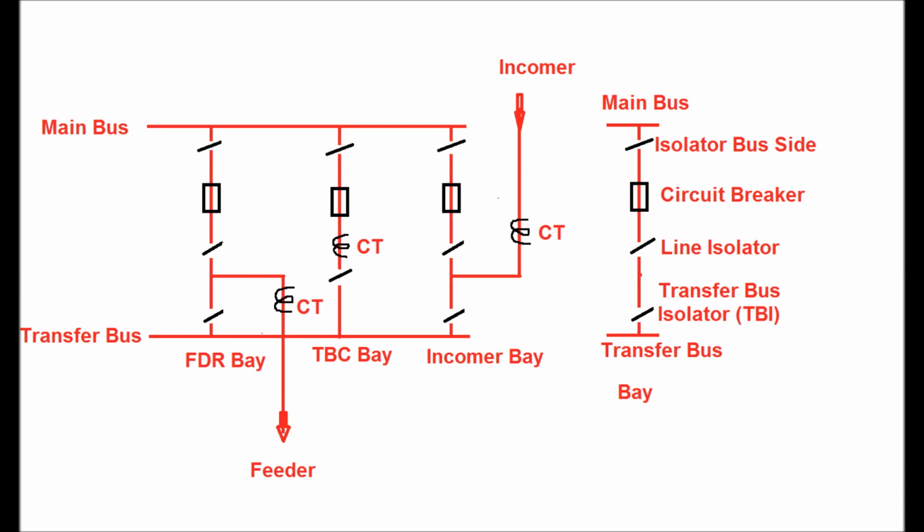In a substation, for better switching flexibility, a TBC bay is used. It couples the main bus with the transfer bus, and therefore this bay includes two isolators, one towards the main bus side and one towards the transfer bus side, and one breaker, and also one CT.